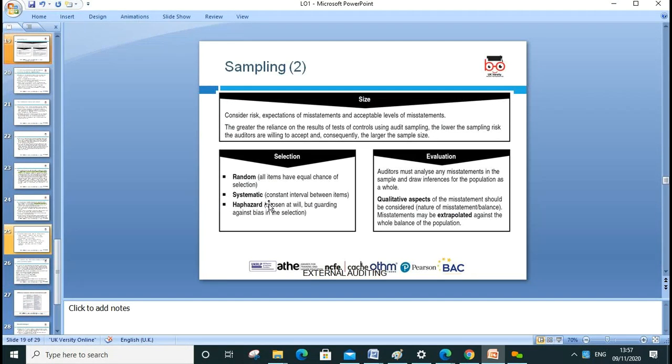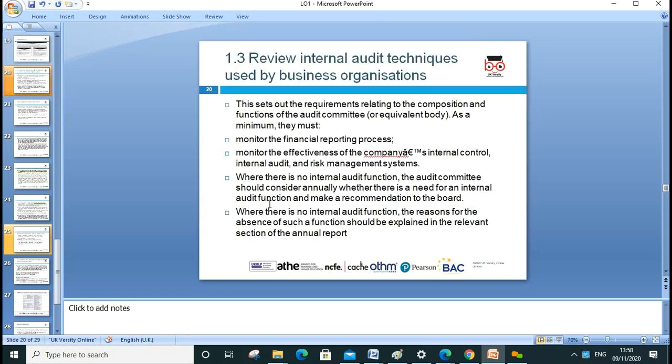Yes, sampling will help. So always look at what type of sample you use: random sampling, systematic, or composite. We need to look at the qualitative and quantitative. We need to measure it. Any question on this? If no, this is more clear. Okay, then 1.3 is the review of internal audit techniques.